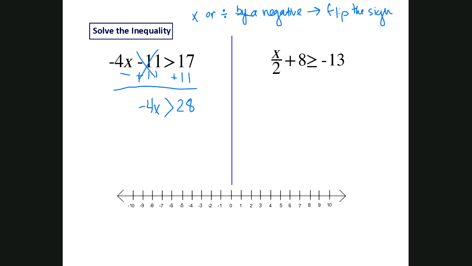Okay, my final step for getting x by itself is to get rid of this negative 4. And the negative 4 is being multiplied by the x. So to get rid of it, I do the opposite of multiplying, which is dividing. And whatever I do on one side, I have to do on both sides. Okay, so negative 4 divided by negative 4 is 1. So I have 1x. 28 divided by negative 4, you guys have all found, I think, is negative 7. Now I divided by a negative, so that means my sign has to change directions. So it went from being greater than to less than. So I have x is less than negative 7.